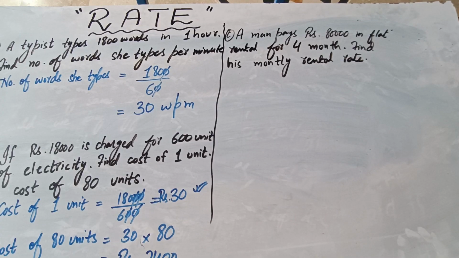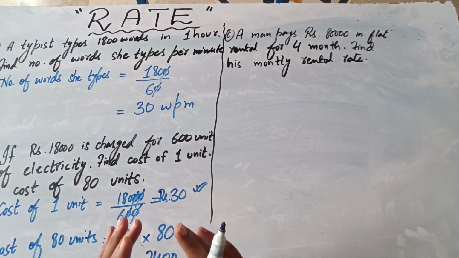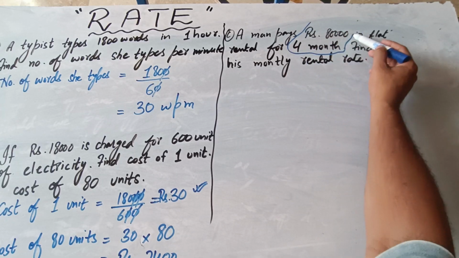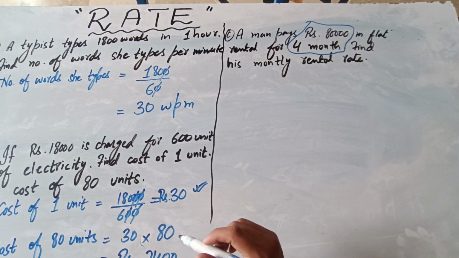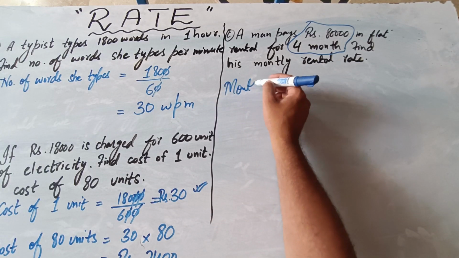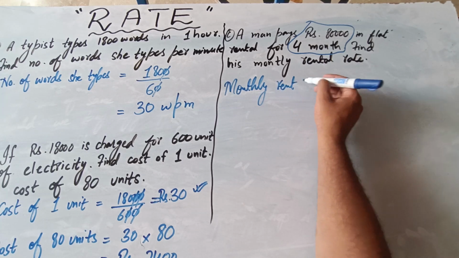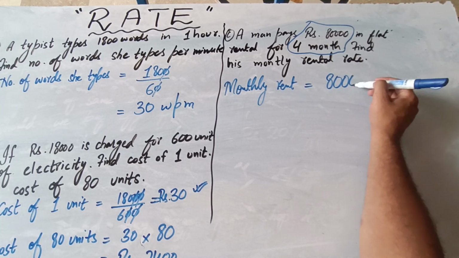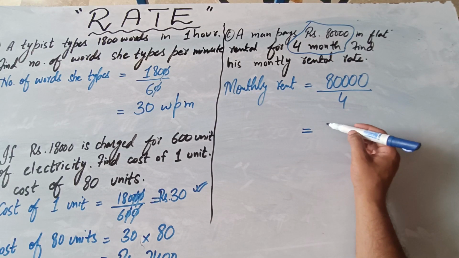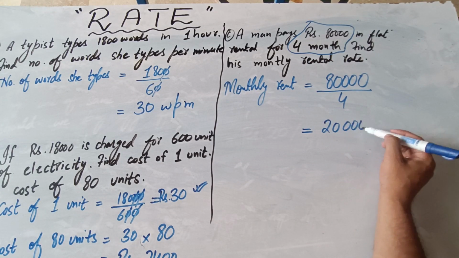Now let's look at this one. A man pays rupees 80,000 in flat rental for 4 months. Find his monthly rental rate. So he is paying 80,000 rupees for 4 months. So what would be his rent per month? His monthly rent would be, if we divide 80,000 by 4, it gives us his monthly rental rate. It would be 20,000 rupees.